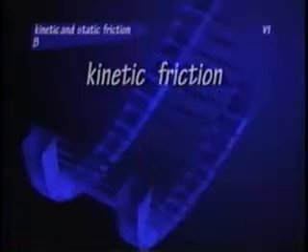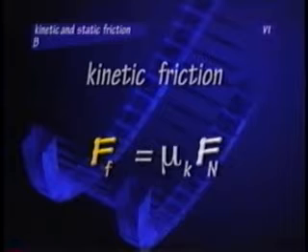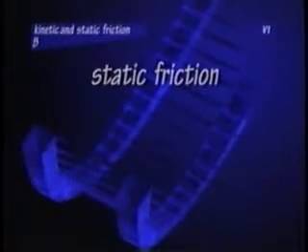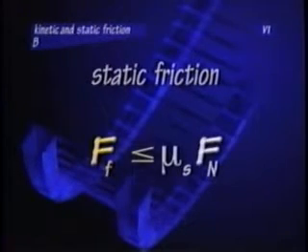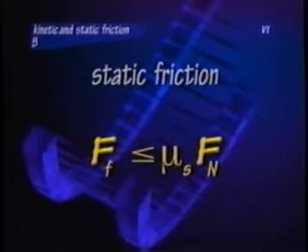Mu. When figuring out kinetic friction, the force of friction equals the coefficient of kinetic friction times the normal force. This is written F sub F equals mu sub K for kinetic times F sub N. And for static friction, the force of friction is less than or equal to the coefficient of static friction times the normal force. Or F sub F is less than or equal to mu sub S for static times F sub N. Okay, let's do a problem.